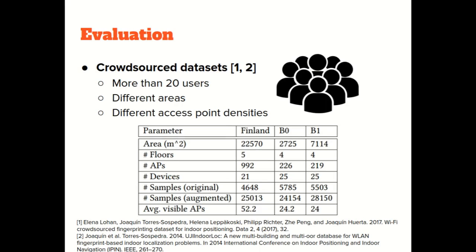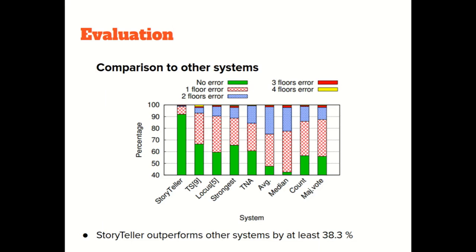Now let's move on to the evaluation of the system. We used two large data sets comprising 3 buildings to evaluate our system. Data was collected by more than 20 users, and the buildings have different properties. Here we compare our system to multiple state-of-the-art systems. As you can see, the StoryTeller on the far left has an error CDF that outperforms other systems by at least 38%.